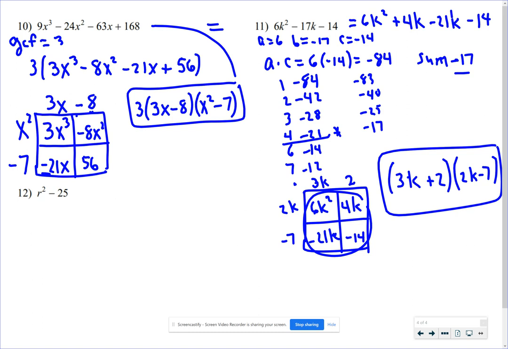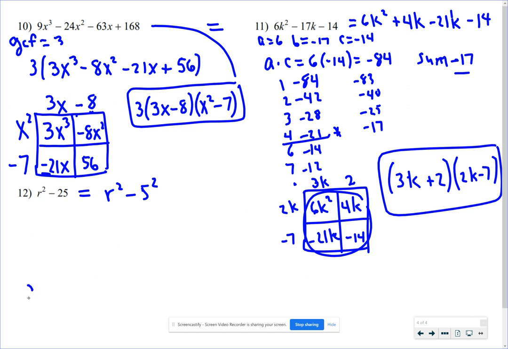All right, last problem. We are going to look at r squared minus 25. Notice I just have two terms. What I need you guys to recognize is that 25 is a perfect square. It is 5 squared. What we have here is a difference of squares. There's the difference. Difference means subtract. And they're both perfect squares, r squared and 5 squared.